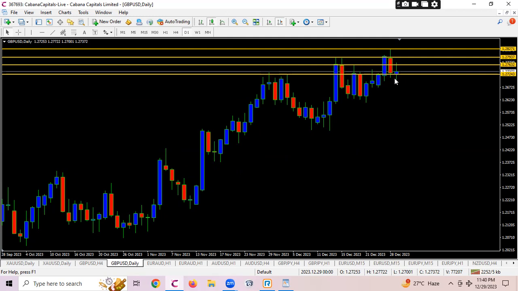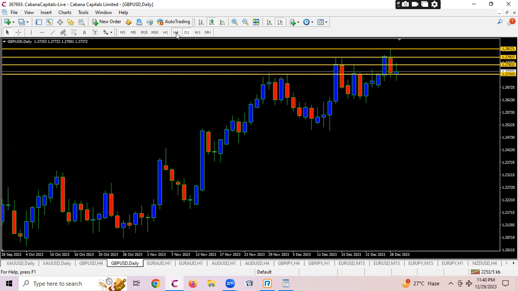So on GBP USD, my bias for next week is sell. I would only look for sell opportunities on GBP USD. Now, that my bias is sell does not mean those trading on 15 minutes and 1 minute time frame won't see opportunities to buy. They would see opportunities to buy on those time frames. But I'm working with the weekly and the daily time frame. Hope you get that.